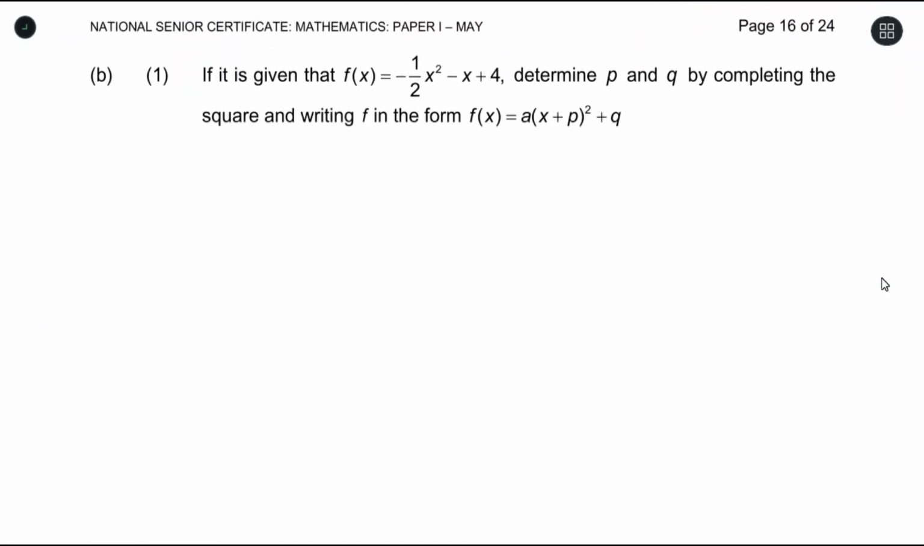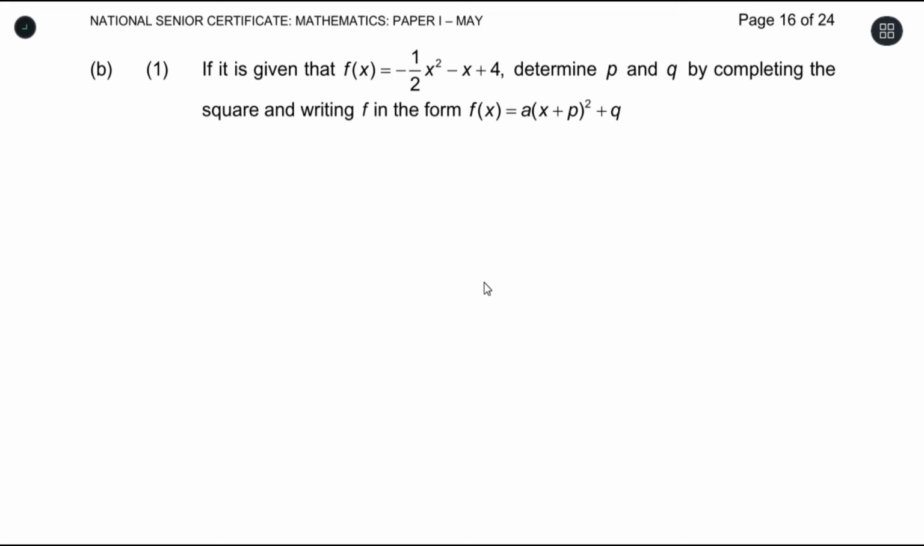Now B says it is given that f(x) is equal to -½x squared minus x plus 4. Determine p and q by completing the square, writing f in the form f(x) = a(x + p) squared plus q. Okay, so we want to do completing the square. The concept of completing the square is you need your x squared to have no coefficient. So we do that by bringing out the coefficient here.